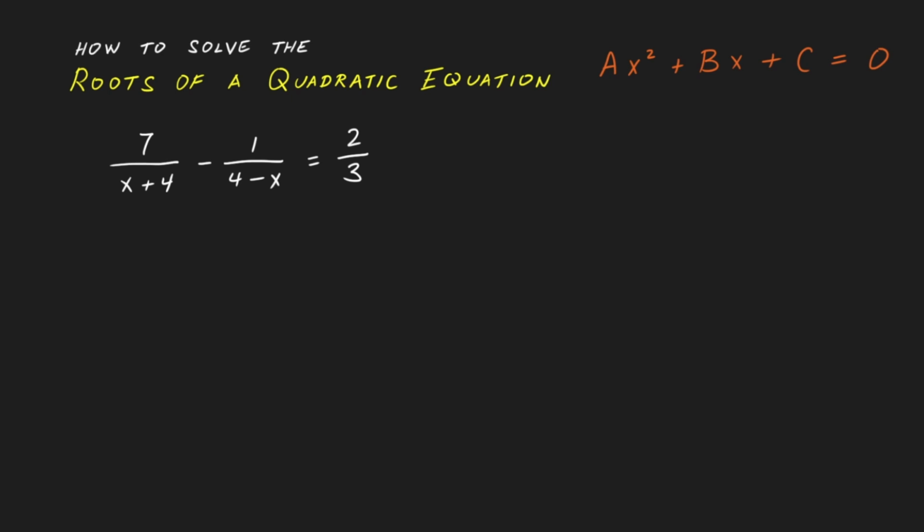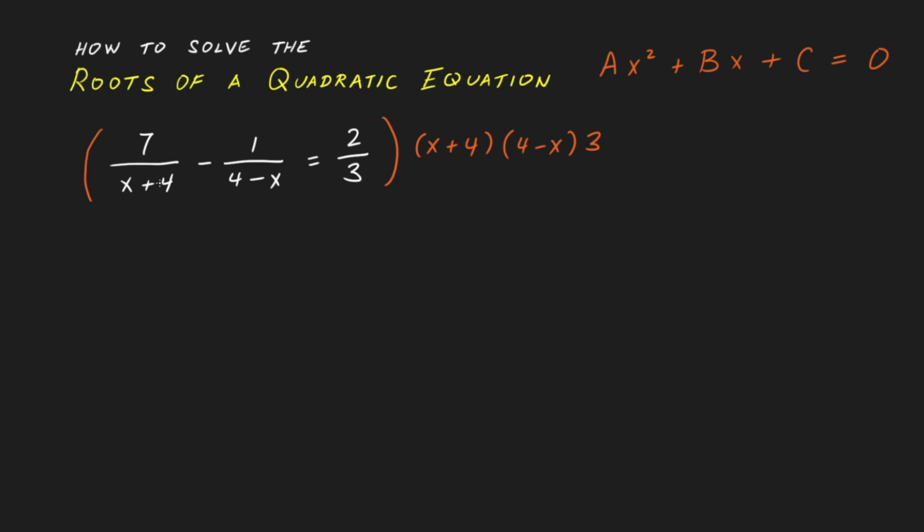Okay, so how do we do that? We multiply by a thing called the LCD. And what is the LCD? The LCD is going to be composed of factors, which are the denominators of every term that you see right now. This, and this. So the LCD is going to be x plus 4 multiplied to 4 minus x, and then 3. There we go.